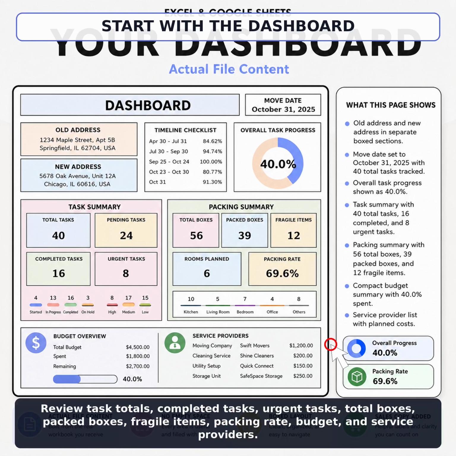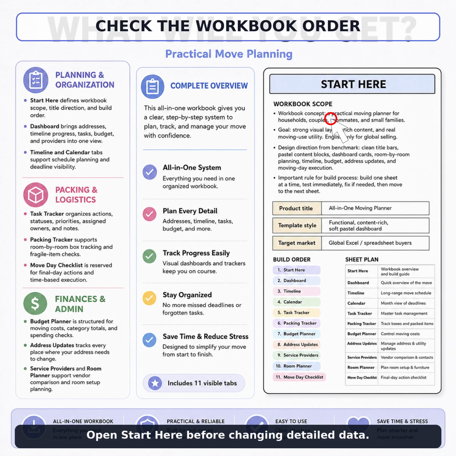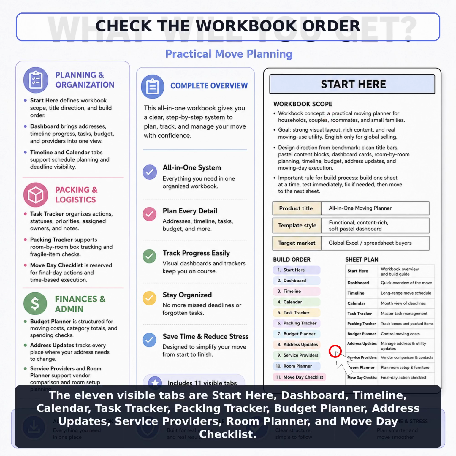Open Start Here before changing detailed data. This page explains the workbook scope and the recommended order. The 11 visible tabs are Start Here, Dashboard, Timeline, Calendar, Task Tracker, Packing Tracker, Budget Planner, Address Updates, Service Providers, Room Planner, and Move Day Checklist. Work through one section at a time.